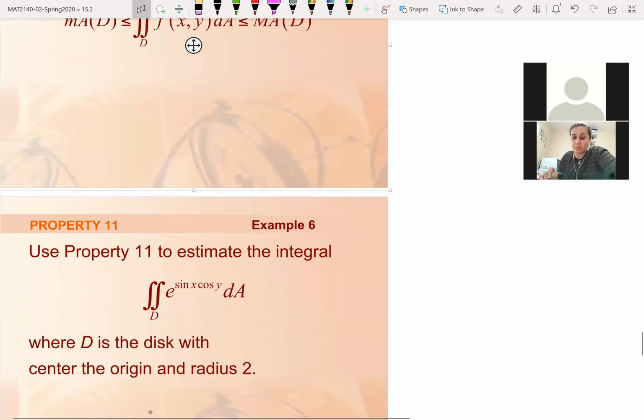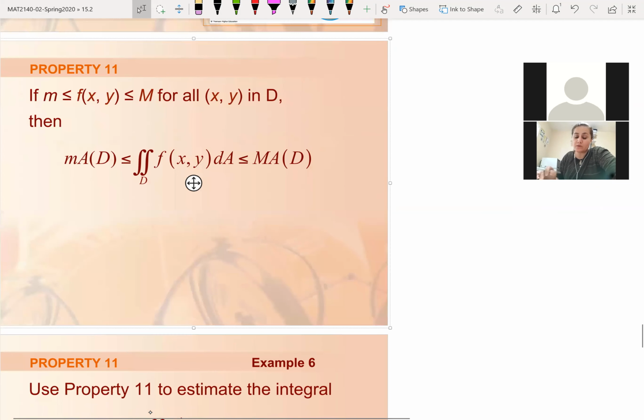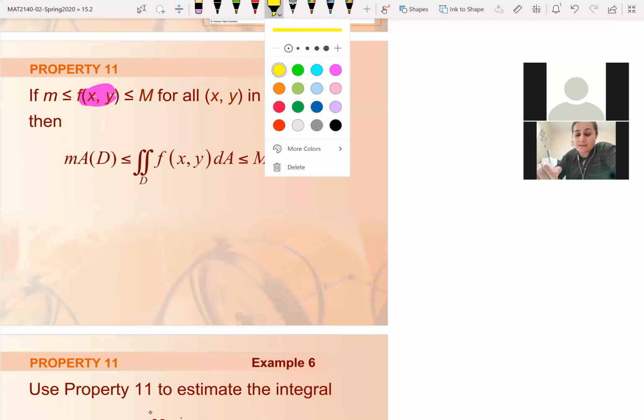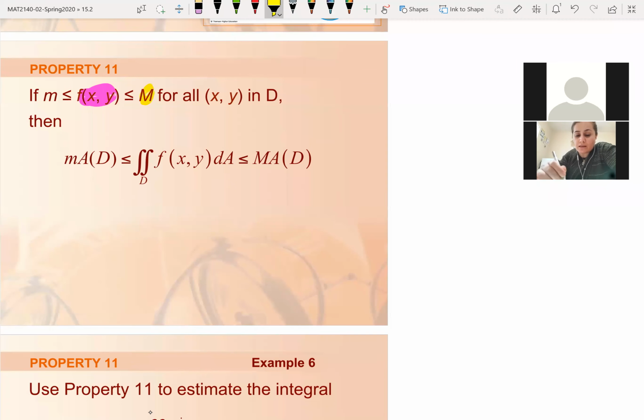That's another property. Before moving to the new section, this is another property that we have had in single integration, and this is just the double integral version of that. It says, if you have a bounded function, what does bounded function mean? You know the maximum value of your function, and you know the minimum value of your function. So these functions are really limited for us at this level of calculus.